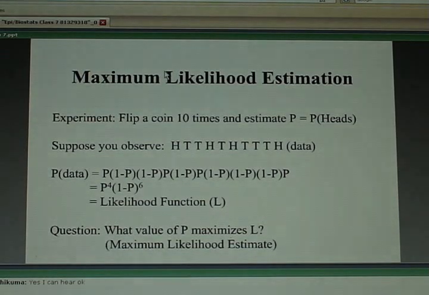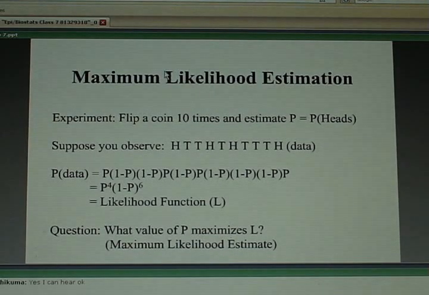Well, that's nothing more than getting P 4 times. That's P raised to the 4th power, times 1 minus P 6 times. That's 1 minus P raised to the 6th power. That's what we call the likelihood function. It's the probability of observing what actually happened in your study.